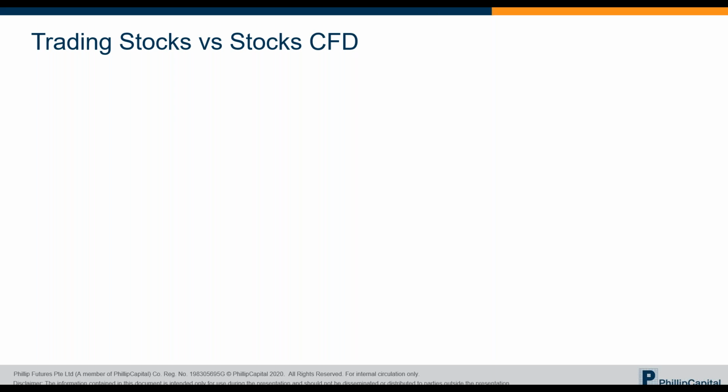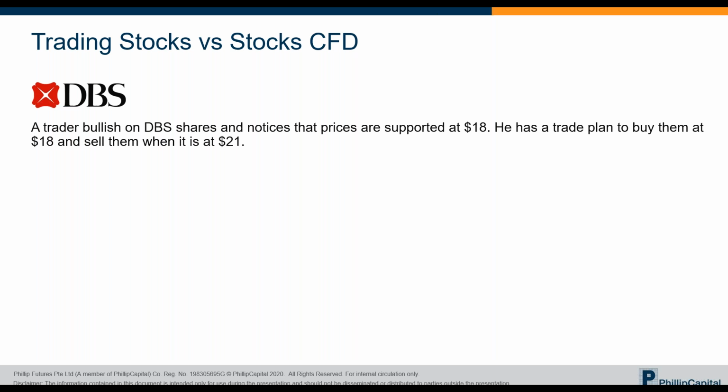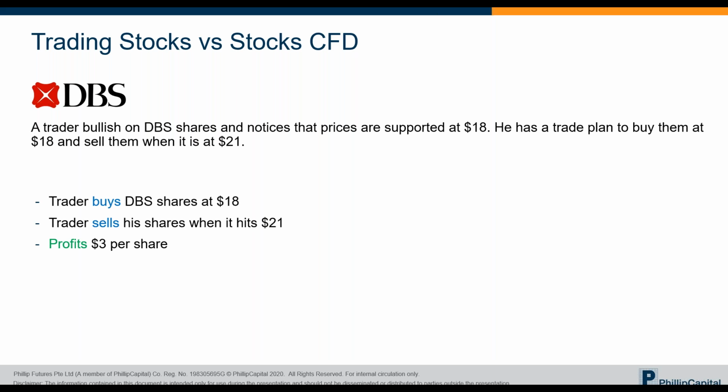Okay, if you are familiar with investing in shares, then there are actually more factors that you need to be aware of when trading shares CFD. So just a very quick example here. Say a trader is bullish on DBS shares and notices that the share price does not usually fall below $18. So he has this plan to buy them at $18 and sell them when it is at $21, profiting $3 for every share that he owns. So this is relatively straightforward when trading shares, because essentially you fully pay for the shares at $18 and profit when there is a rise in the share price.